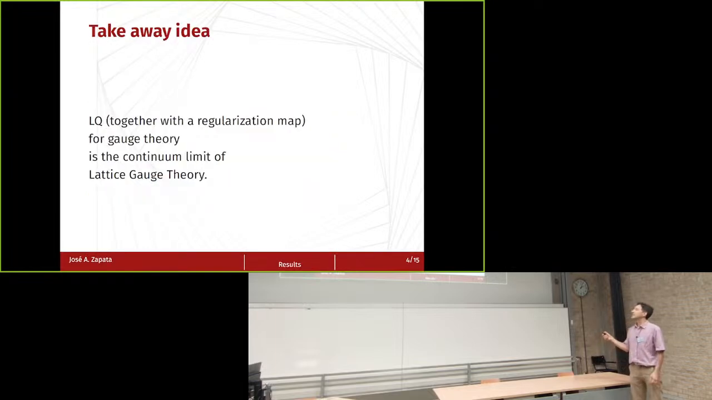Okay, and the takeaway idea for the whole talk is that the loop quantization can be considered a continuum limit of lattice gauge theory, but it has to be complemented with something else. So to all the structure that we have in loop quantization or loop quantum gravity, we have to add a regularization map. And then I will show in that context that yes, we can get, together with this regularization map, a precise statement of being a continuum limit in the many aspects that it needs to be. And that's what the talk is about.